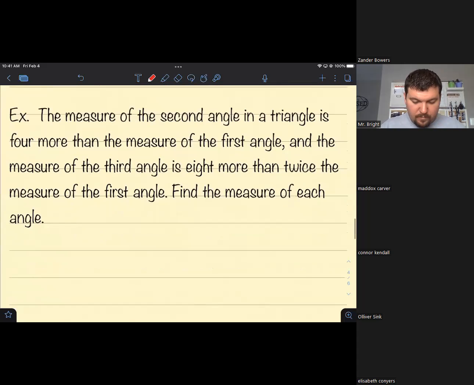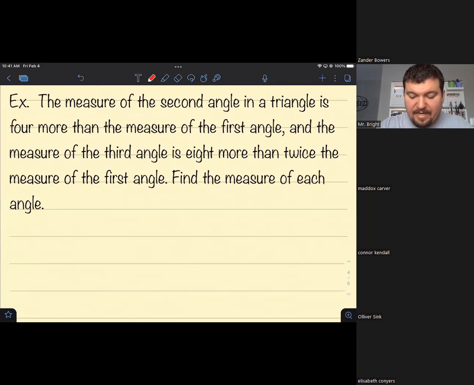Okay. Let's move on. The measure of the second angle in a triangle is 4 more than the measure of the first angle, and the measure of the third angle is 8 more than twice the measure of the first angle. Find the measure of each angle of the triangle. That's kind of confusing. It does say measure, so we are going to label with degree symbols. We do know that the 3 angles of this triangle are going to add up to 180 degrees.